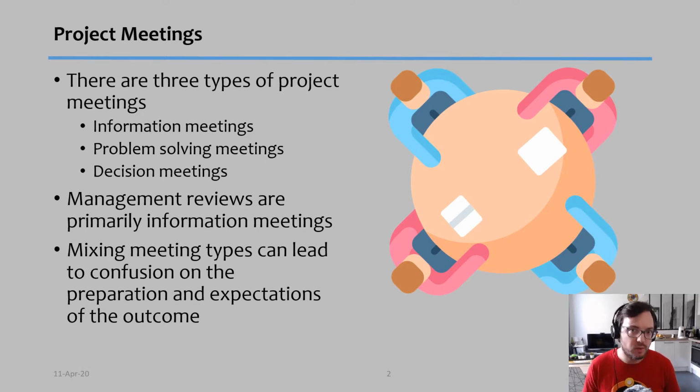So management reviews are a very specific type of meeting because they are primarily informational meetings. That means the objective here is to provide information. And one thing before we move on, be very careful. Try to avoid mixing meeting types because this can lead to a lot of confusion, preparation mistakes and expectation mistakes as well. Therefore, it's always better that you keep meetings separate. If there are two things you must do, then schedule two different meetings.